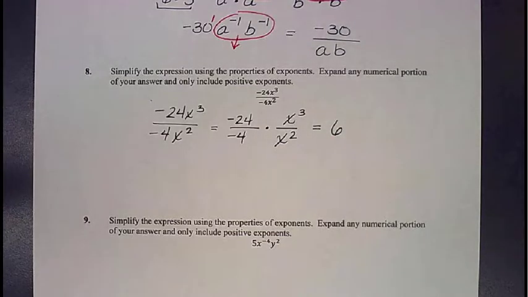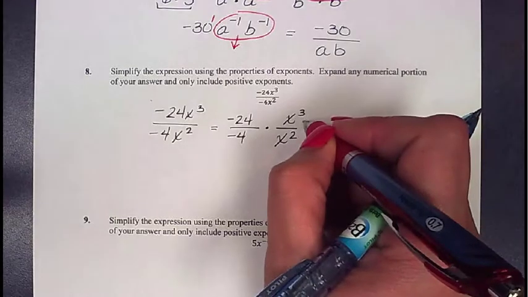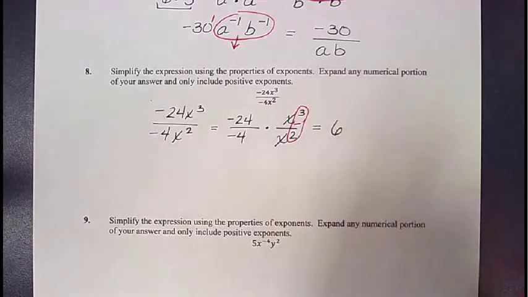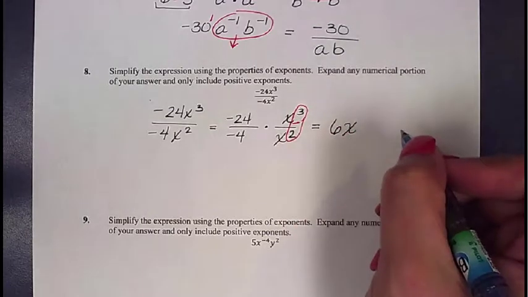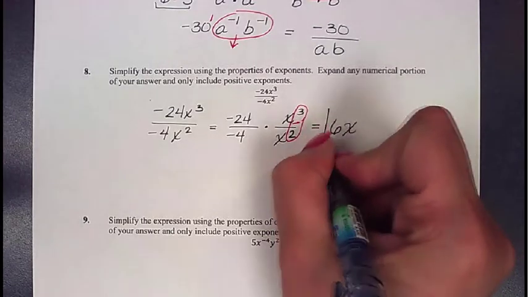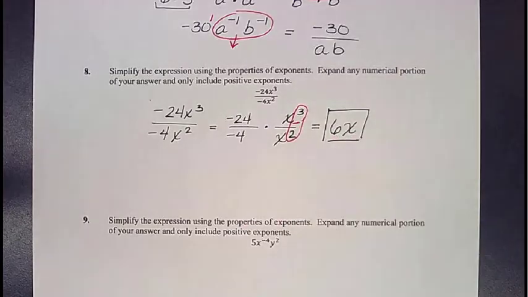And then again, remember our rules of exponents. If we're dividing our variables, we're going to subtract our exponents. So 3 minus 2 would give us x to the first power. Again, we wouldn't want to write to the first power. We would just say our answer is 6x.